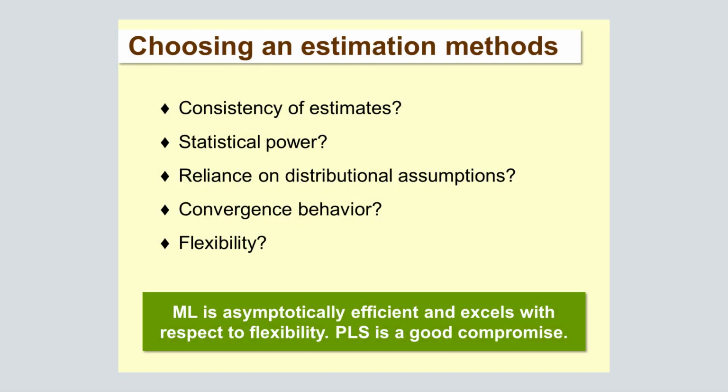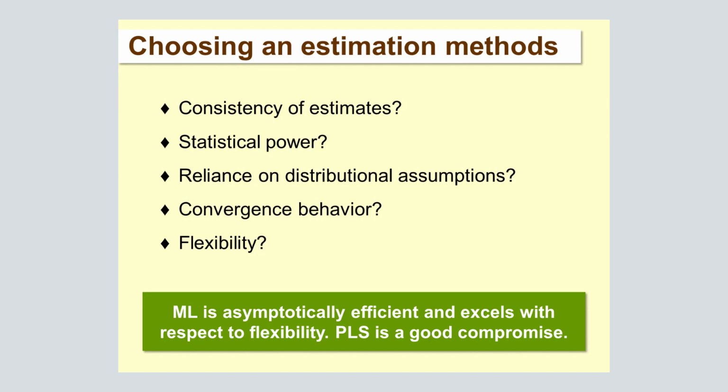When choosing an estimation method, researchers must acknowledge that there is no one-size-fits-all option. So they need to consider what is most important for them. Is it the consistency of estimates? Is it the statistical power? The reliance on distributional assumptions? The convergence behavior, the flexibility, or maybe something else?